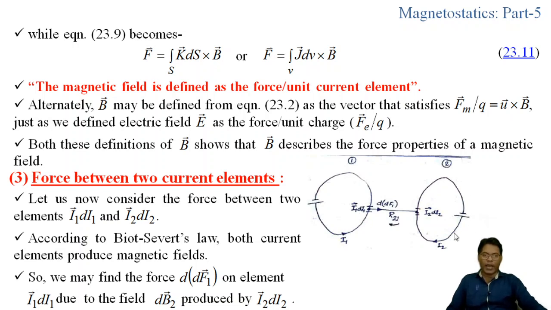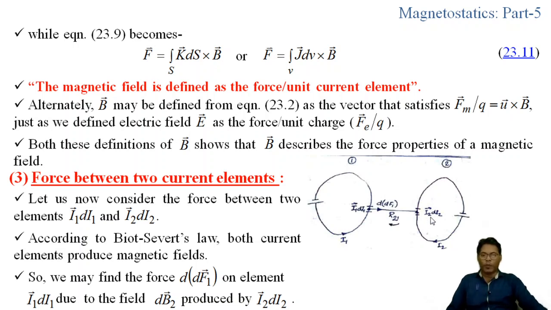Similarly, in the second current loop, the current is flowing in the clockwise direction, and the current flowing is I2, and the small length we are considering is dl2. So the current element for loop 2 will be I2 dl2.